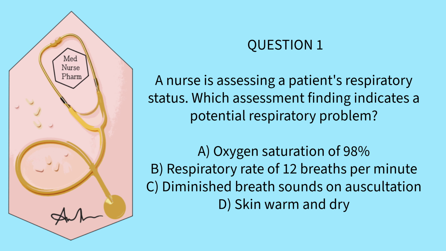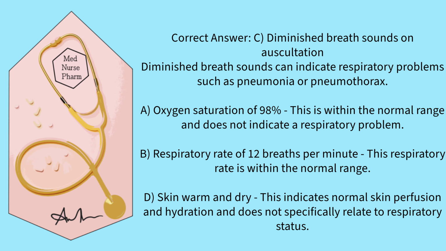A nurse is assessing a patient's respiratory status. Which assessment finding indicates a potential respiratory problem? Oxygen saturation of 98%, respiratory rate of 12 breaths per minute, diminished breath sounds on auscultation, skin warm and dry. Pause the video and select your answer. If you chose option C, you are correct. Diminished breath sounds on auscultation. Diminished breath sounds can indicate respiratory problems such as pneumonia or pneumothorax.